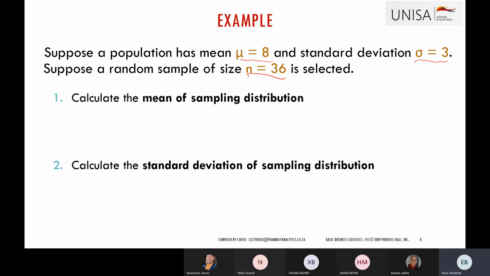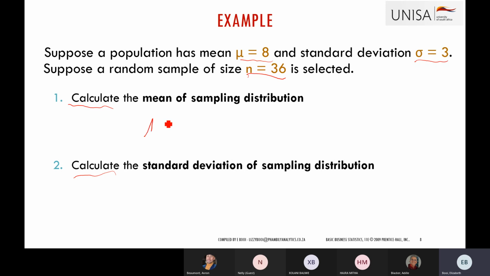What is the question asking me to do? They're asking me to calculate. So it means I will need to use a calculator to calculate something. I will need a formula to calculate something because I need to calculate. What are the things that I need in order for me to be able to answer this question, where they're asking me to calculate the mean?